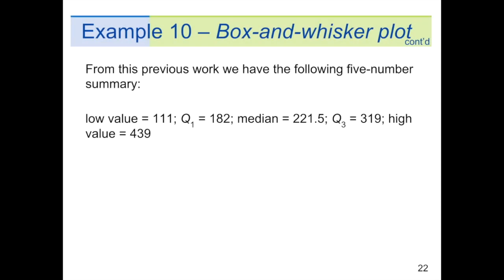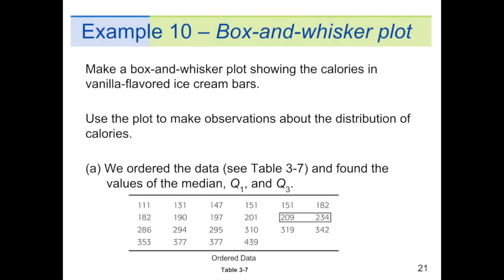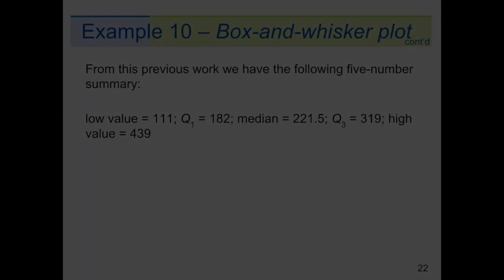From this previous work, we have the following 5-number summary. The low value is 111, Q1 is 182, the median is 221.5, Q3 is 319, and the high value is 439. Notice the median is a decimal because we had to find the average of 209 and 234 because we had an even amount of numbers.